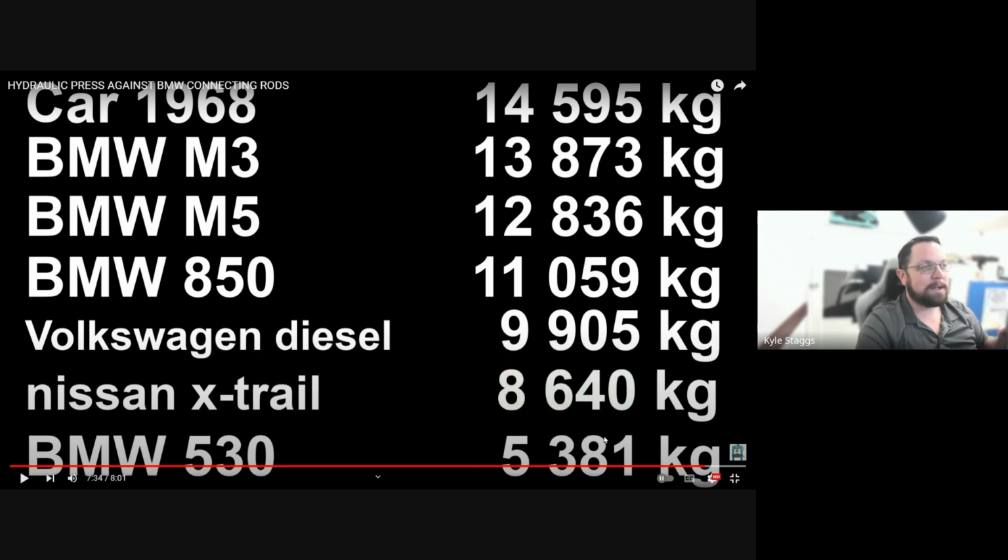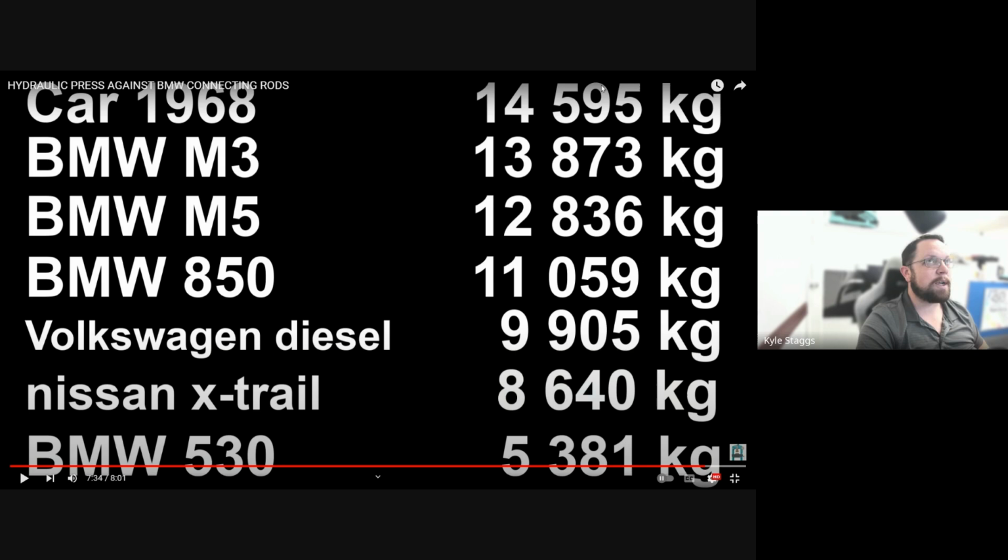You very quickly see why the performance engines in these had better components, and some of the stuff that's put into just the normal pedestrian cars is not even in the same league. Even though they're both connecting rods, their material strength under load is vastly different. So the 850 was completely overbuilt for a normally aspirated application.